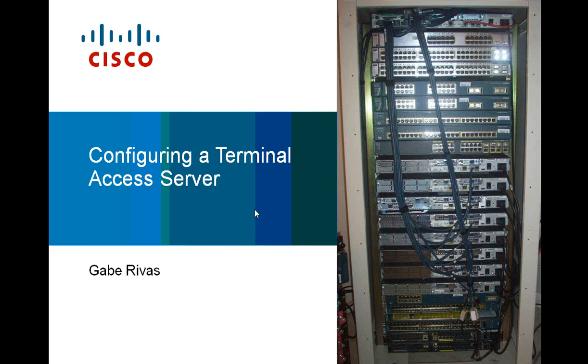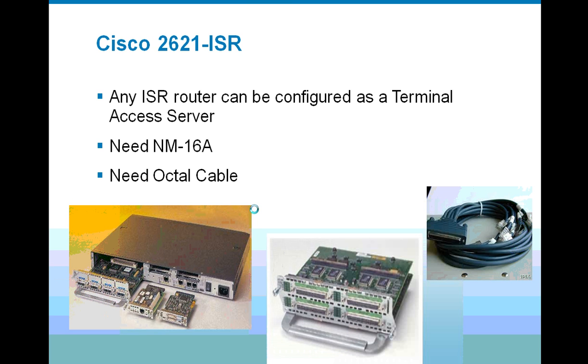So let's take a look at 2 setups that we can have. Number 1 is the 2600 ISR, and I want to make sure that you understand the 2621 ISR or any 2600 series is not the only ISR router that can be configured as a terminal access server. You can pretty much use any ISR. I just thought the 2600 series is a very cheap and accessible router versus a 2800 or something like that. So you don't really need anything fancy. All you're going to do is use it as an access server. So a very cheap router is the 2600 that you can use for this purpose.